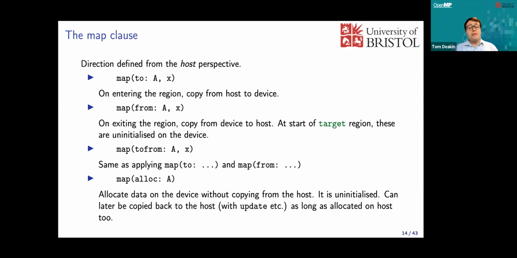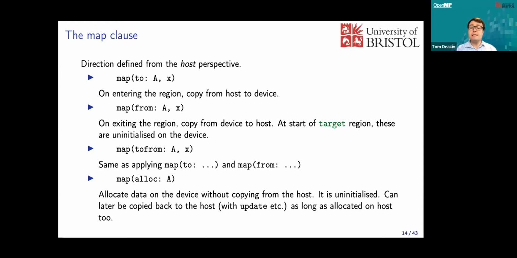Now, then there's map from, and we can do the same thing. This means that when we exit the target region, so when we have that OMP end target, data is going to be copied from the device back to the host. So that means that it's going to move and get copied. Any updates we've had on the device are going to come back and be visible on the host.